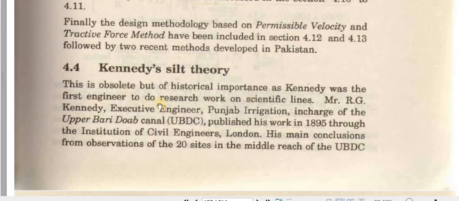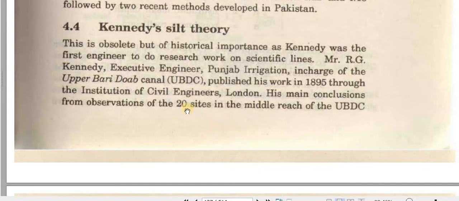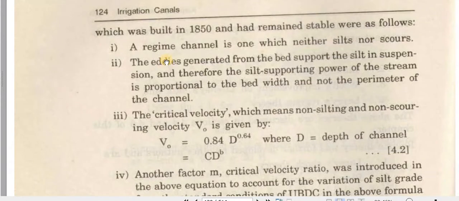Kennedy was the first engineer to do research work on a scientific basis, and he was executive engineer in Punjab Irrigation, in charge of the Upper Bari Doab Canal in Pakistan. In 1895 he performed some experiments, and he selected 20 sites in the middle of the Upper Bari Doab Canal, and he found that a regime channel is one which neither silts nor scours. So first of all we will see what a regime is. A regime channel is one which neither silts nor scours.